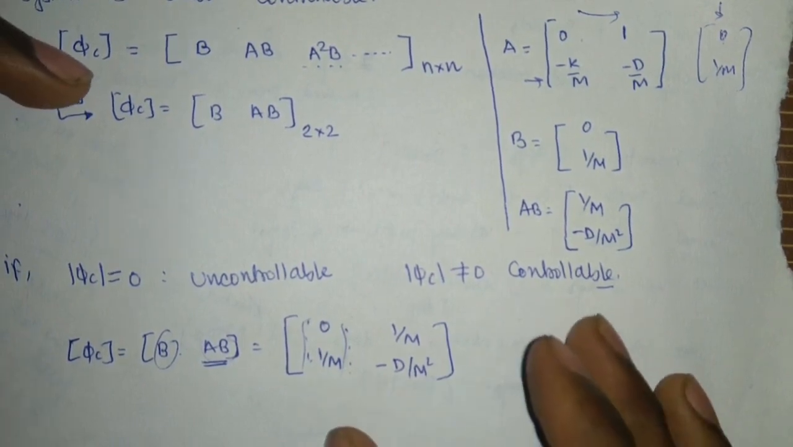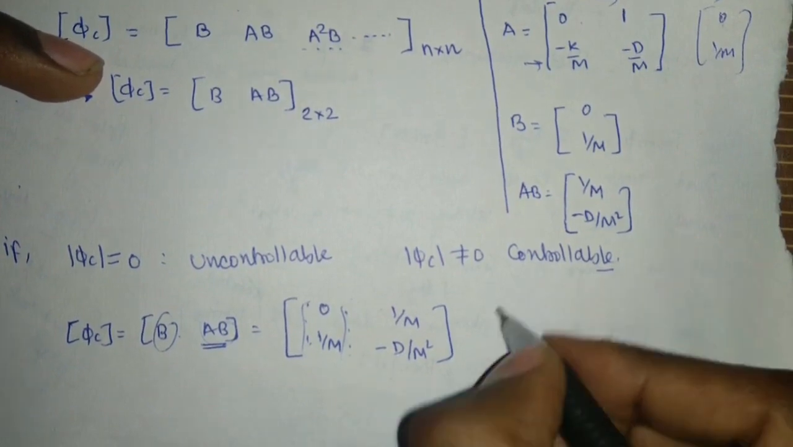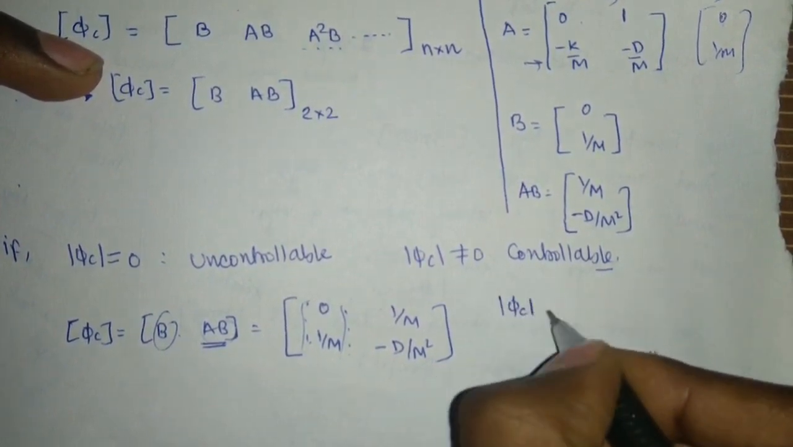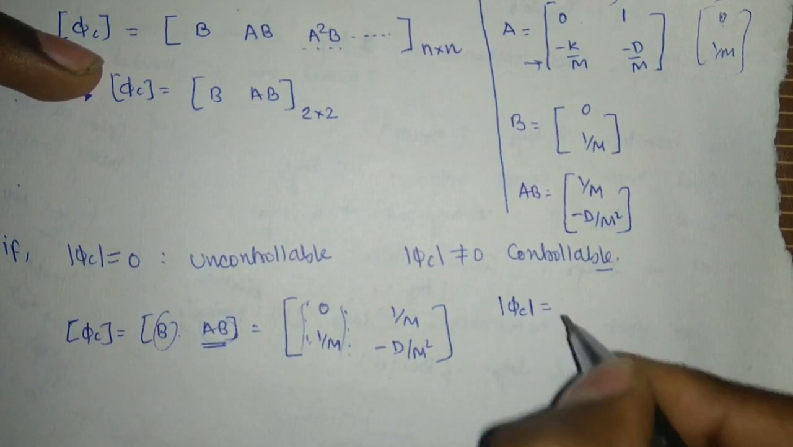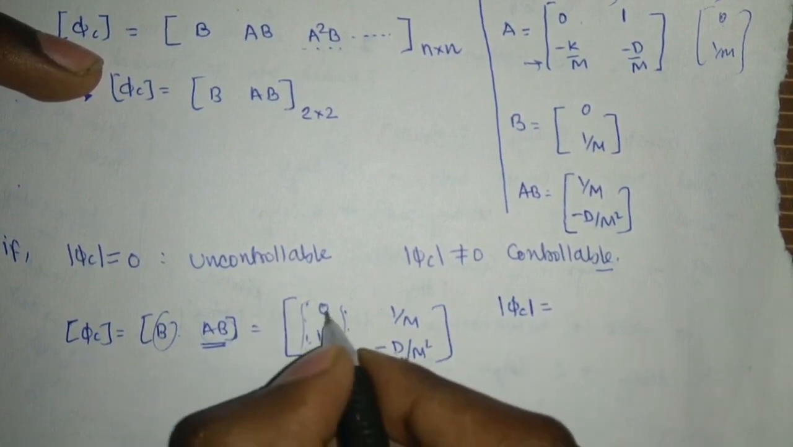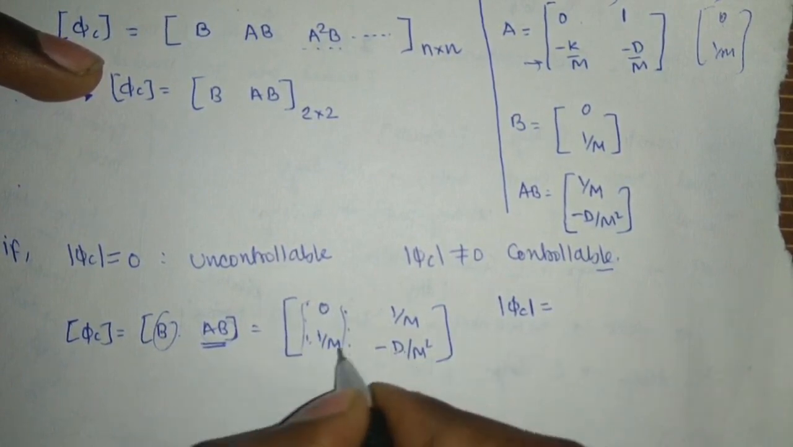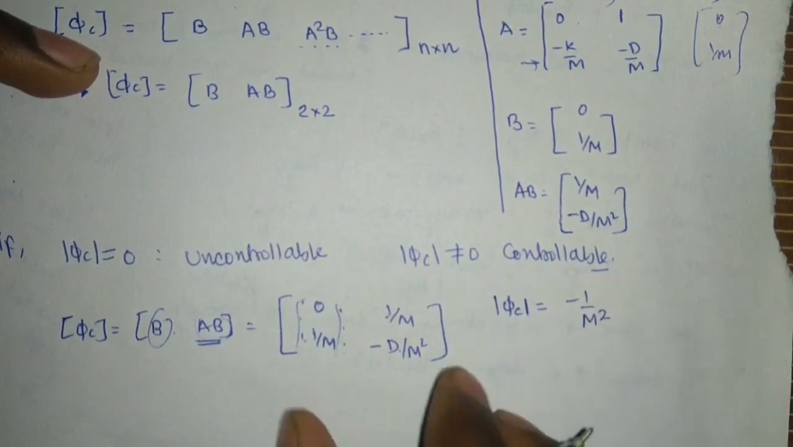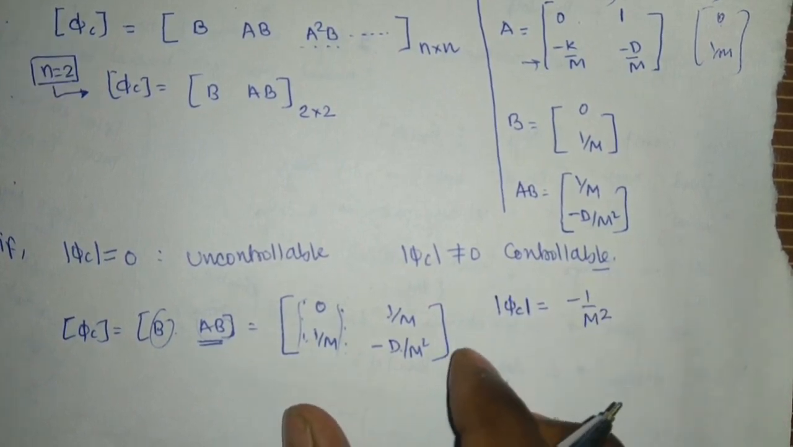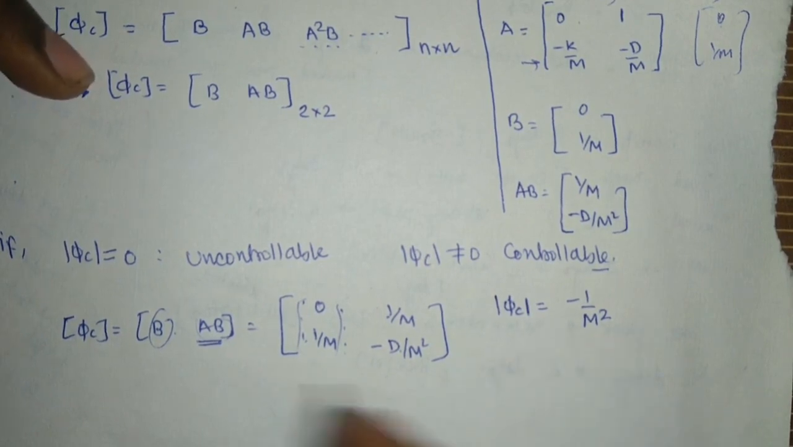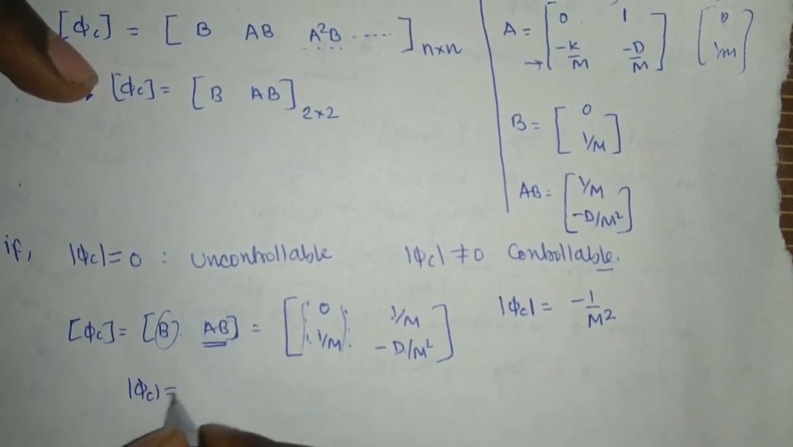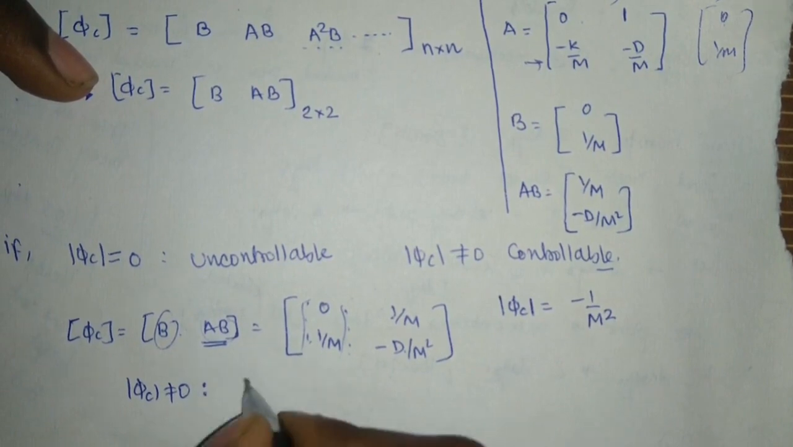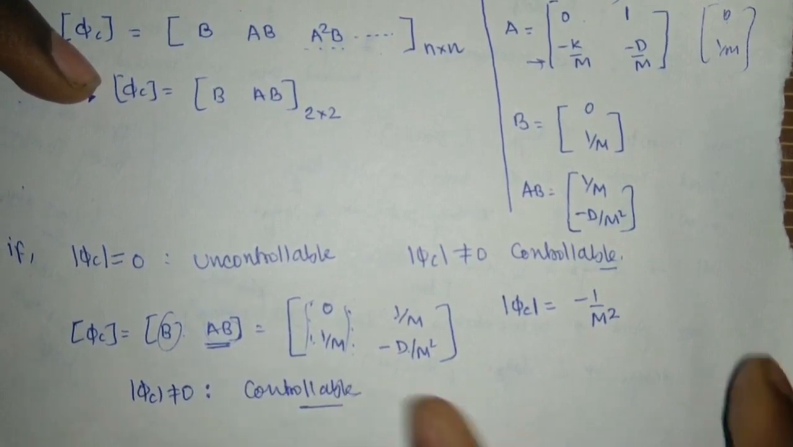Now I will check if it is a controllable system or not. So I am going to determine the determinant of this particular matrix. Now phi c is equal to what? The determinant of this matrix is this multiplied by this, that is 0, minus their multiplication, and that will become minus 1 upon m square. Now if my determinant value is non-zero, and it is non-zero here, then phi c is not equal to 0, which means my system is controllable. I can control this particular system.